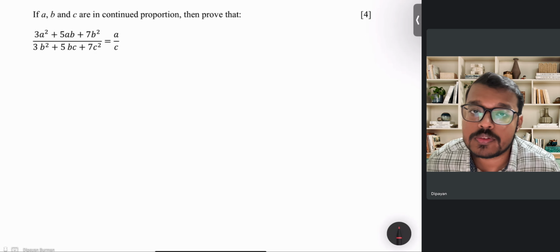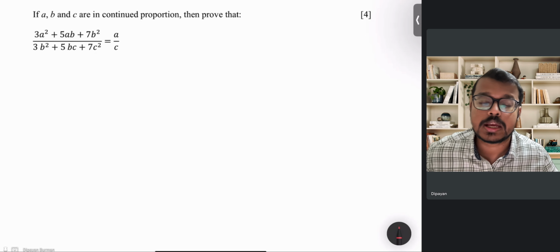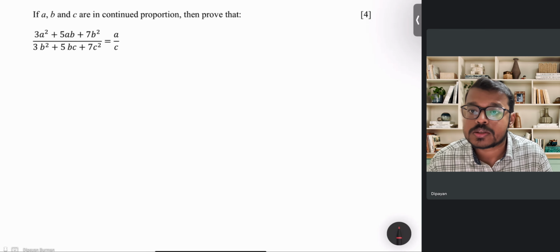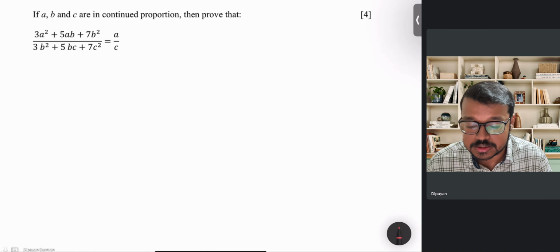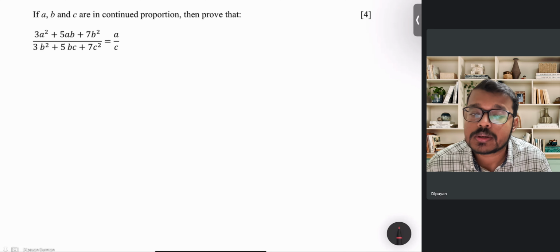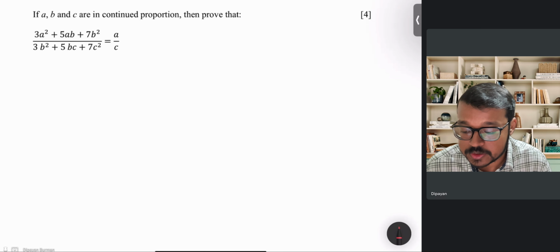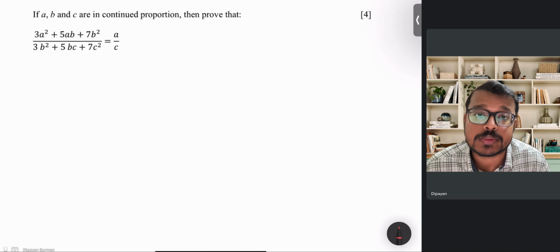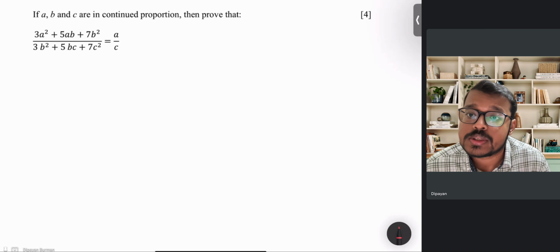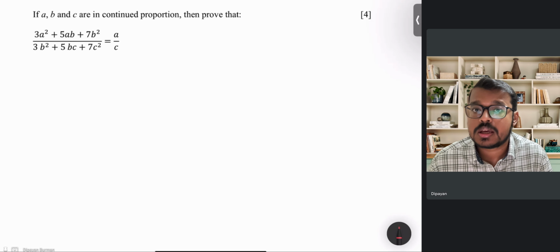Alright, let's solve a question from continued proportion. You'll see that there are some questions of this type in the previous year's board papers and specimen papers. Anytime we have this sort of a question where A, B, C are in continued proportion and we have to prove something, there are usually two different methods that we can use. In this question, I will solve it using both the methods.